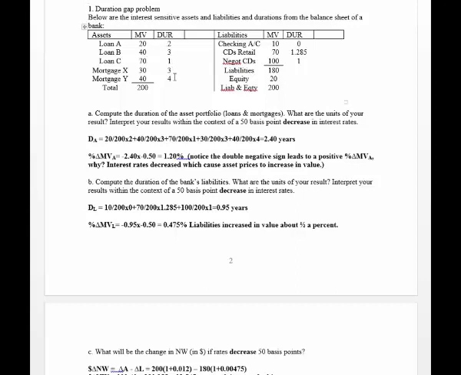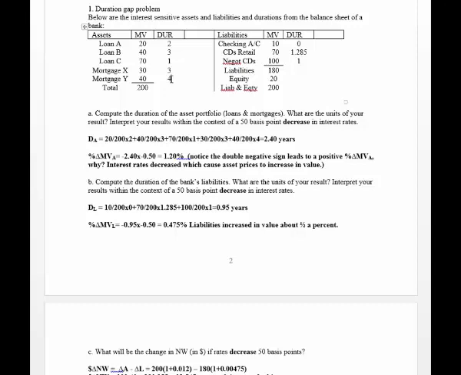Now, duration is a calculation where the higher the number, the more sensitive the asset is to changes in interest rates. So if you look here, you got loan A, B, C, mortgage X and Y. What is the most sensitive to changes in interest rates? It's mortgage Y right here, because it has a duration of 4. And the easiest way to interpret that is, look, if interest rates go up 100 basis points, say from 3 to 4%, what will happen to the market value of mortgage Y? It will go down 4%.